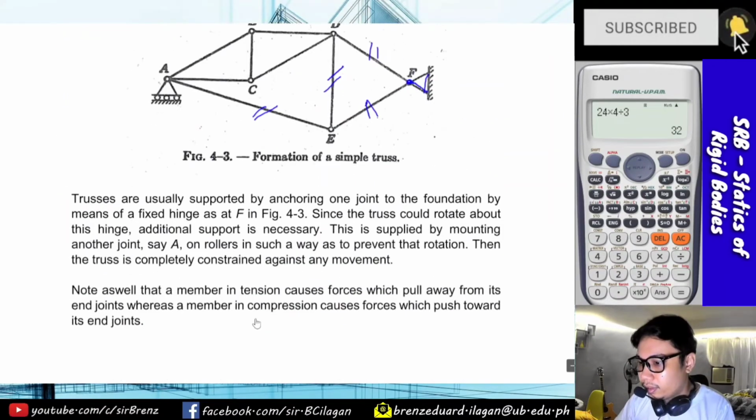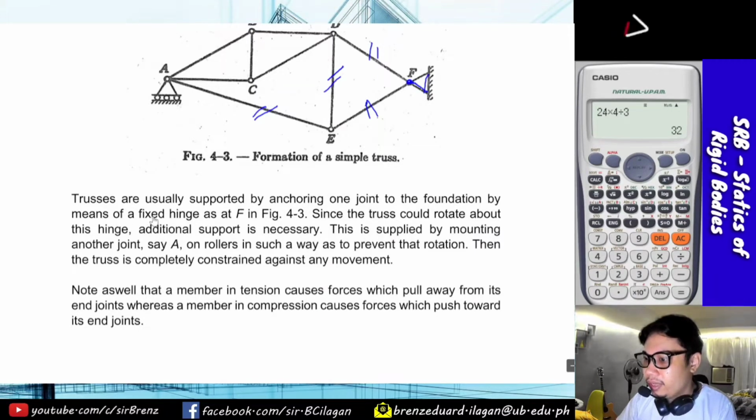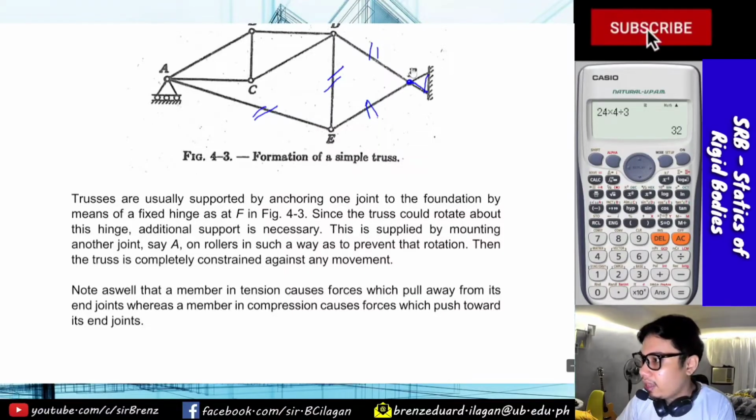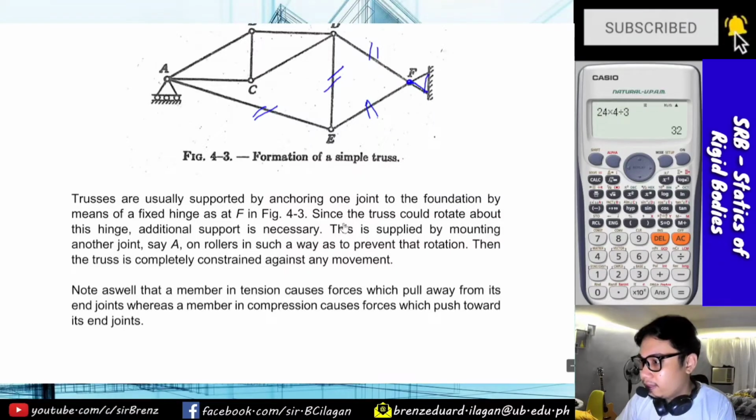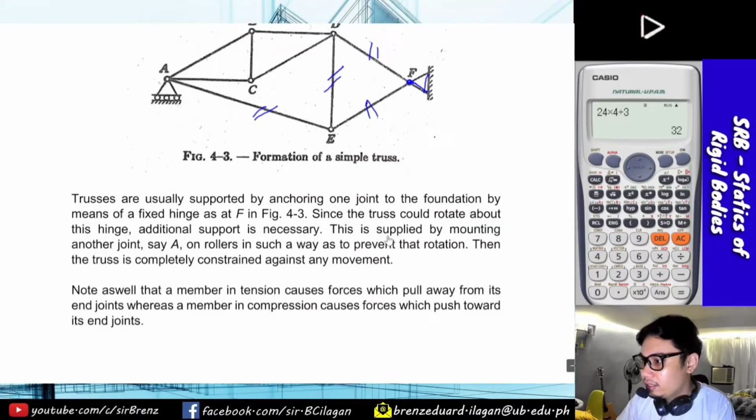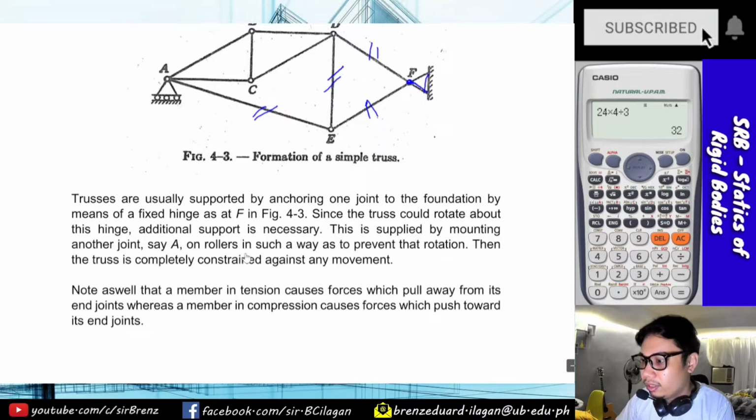Okay, so, basahin natin yung sunod. Trusses are usually supported by anchoring one joint to the foundation by means of a fixed hinge at F. So, meron ka daw fixed hinge dyan. Since the truss could rotate about this hinge, rotational support is necessary. So this is supplied by mounting another joint, say joint A, on roller in such a way as to prevent that rotation. Then the truss is completely constrained against any movement.